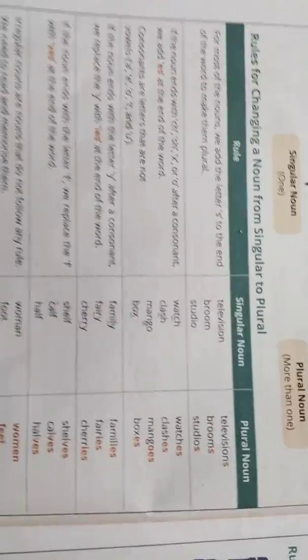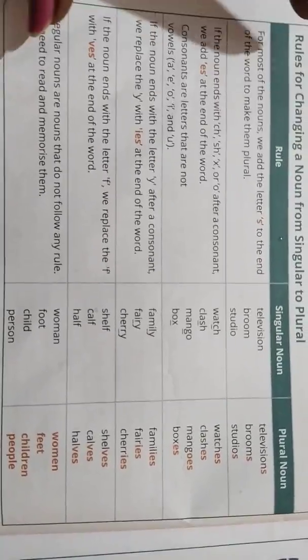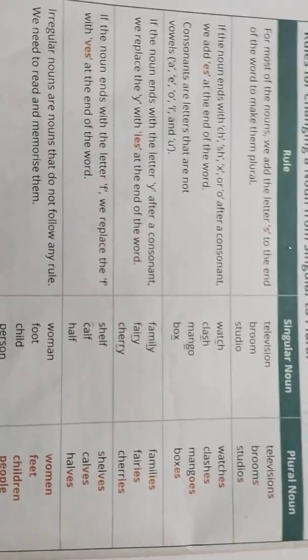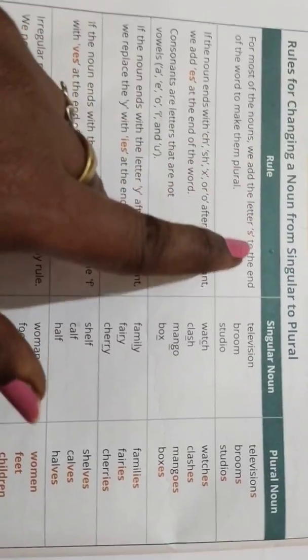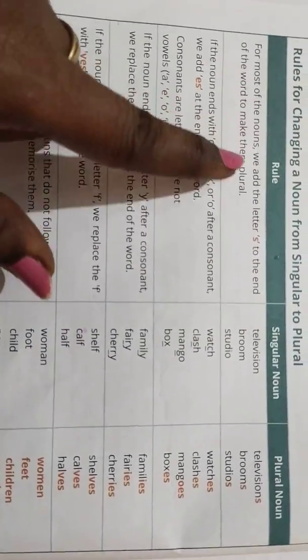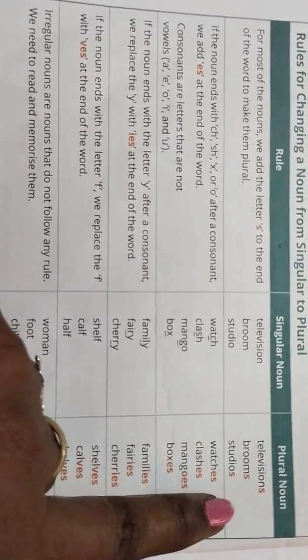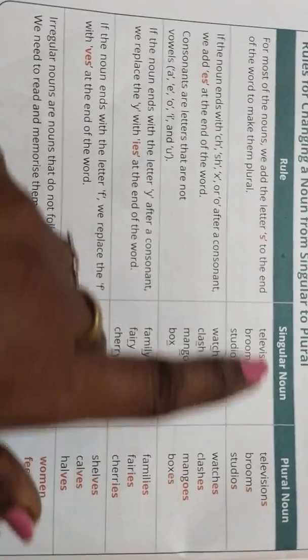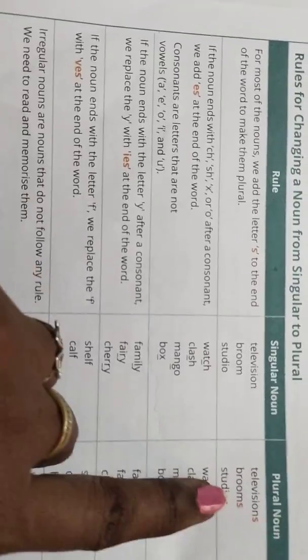Now the next thing we are going to follow is the rules to change a noun from singular to plural. Here are some rules to follow on how to make a singular noun into a plural noun. The first rule is, for most nouns we add the letter S to the end of the word to make them plural. Here you can see the nouns given for you. When we change singular into plural, we just add S to it. Television, televisions; broom, brooms; studio, studios.